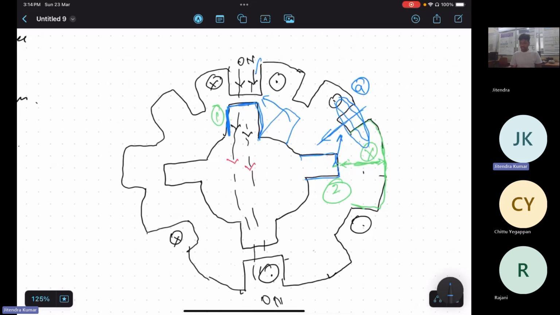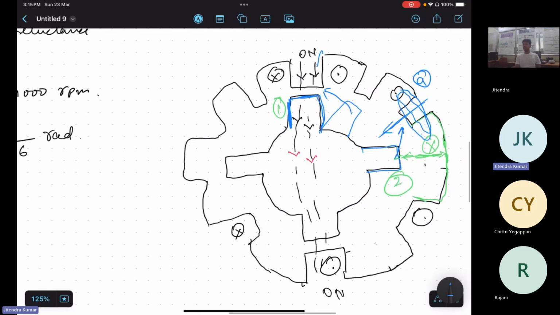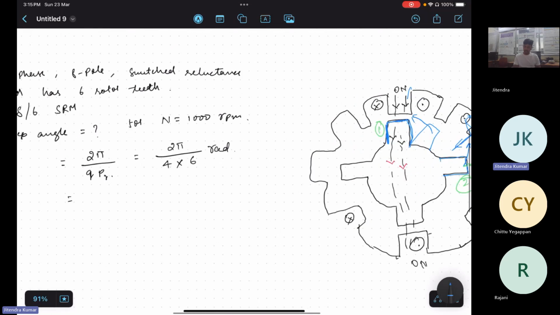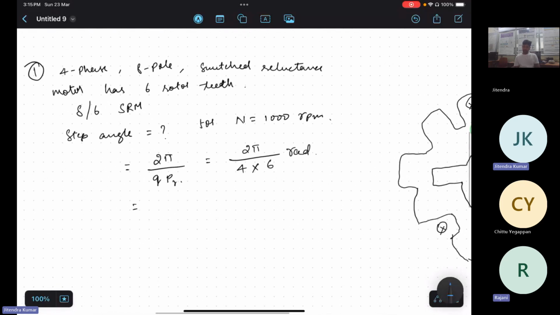Yes, sir. So now you are clear where the phase is, on the rotor or the stator? That is on the stator, sir. Phases on stator, exactly. So that's what Chitu asked. What was your question, Chitu? Was it whether the number of rotor poles is equal to phases? Could you please repeat?